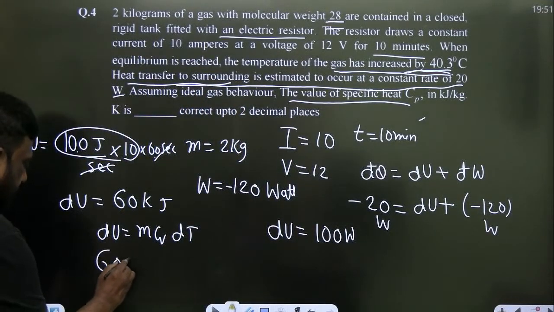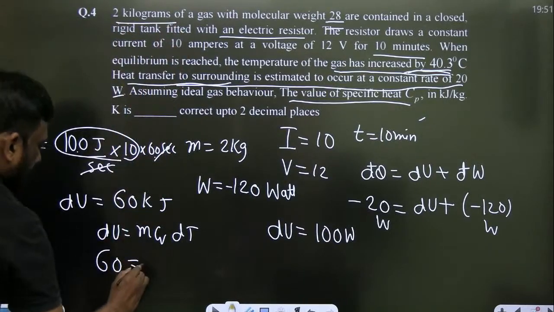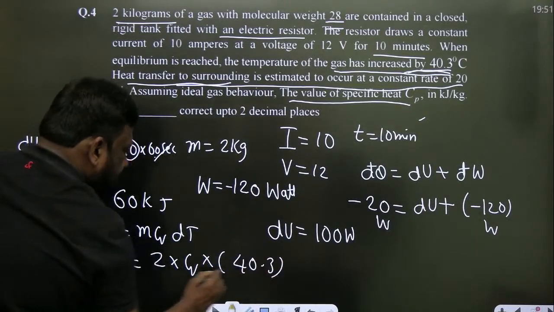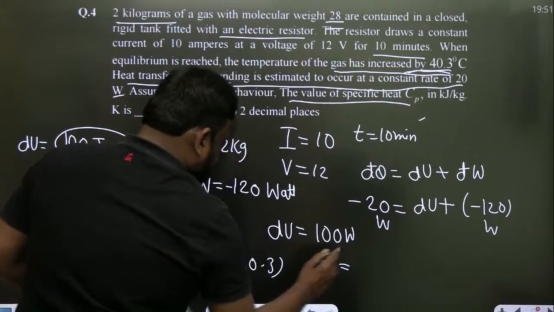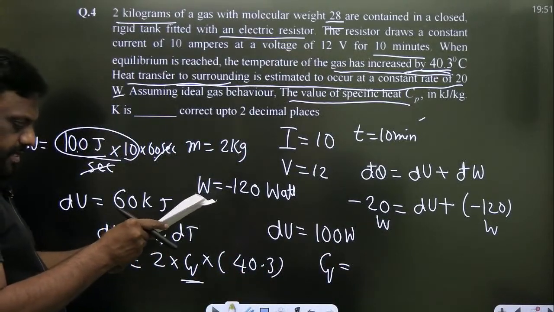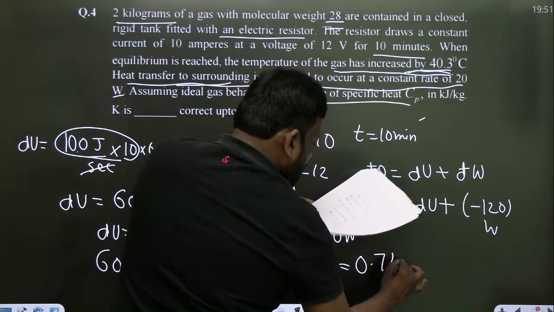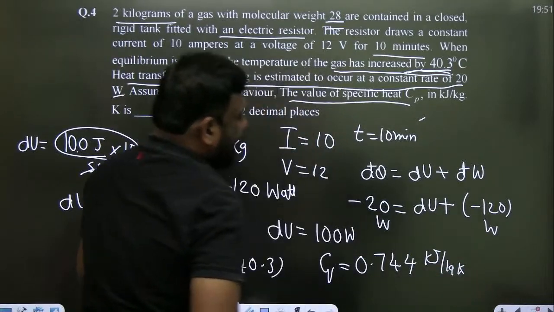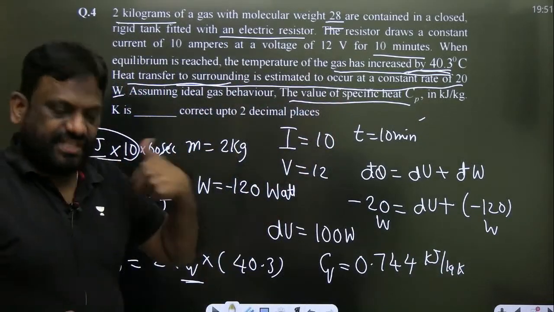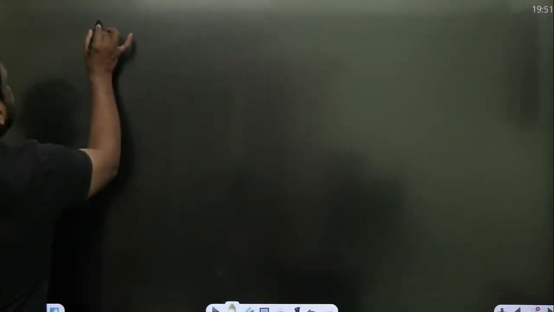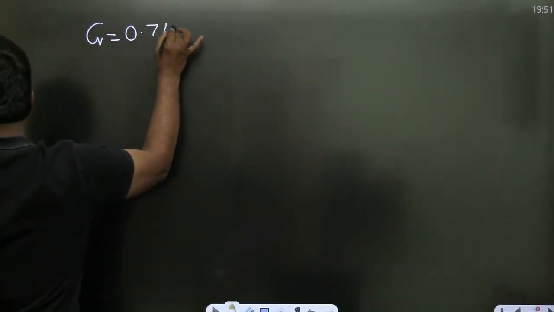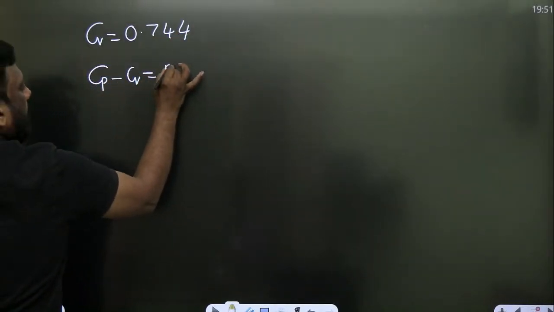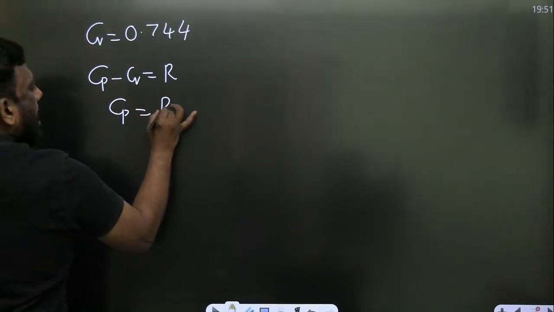So du is already 60, mass दे रखा है सर 2 किलोग्राम, cv I don't know, and what is the temperature difference? 40.3, यहां से I get cv. Can anyone tell the value of cv? Anyone in the class, what is the value of cv? 0.744 kilojoule per kg per Kelvin, but is he asking cv? Nah, he is asking cp, तो क्या करेंगे सर? I got cv as 0.744, ठीक है सर, cp minus cv is equal to r, and I want cp, that is r plus cv.